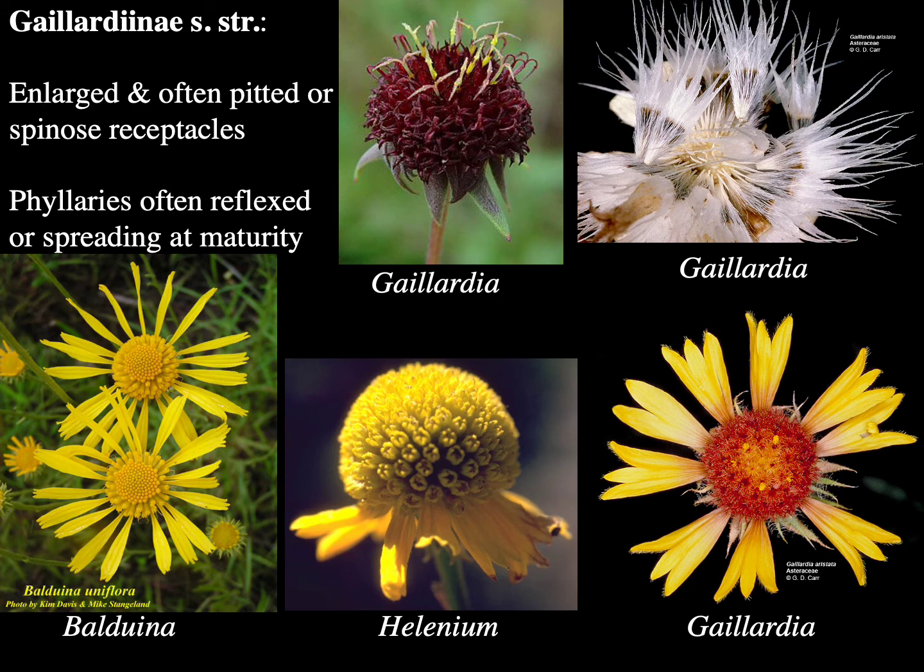And they stand out with regard to their receptacles, where the florets are attached. They're often deeply pitted or even spinose, with projections that might be mistaken as receptacular bracts until you realize that they're not bracts at all, but just projections out of the receptacle. These can be quite large in Gaillardia and Baldwinia. And also the phyllaries are often reflexed or spreading at maturity. And I should have mentioned too that the receptacles can be quite enlarged, as you can see, for example, in the Gaillardia and the Helenium here that have globose receptacles.